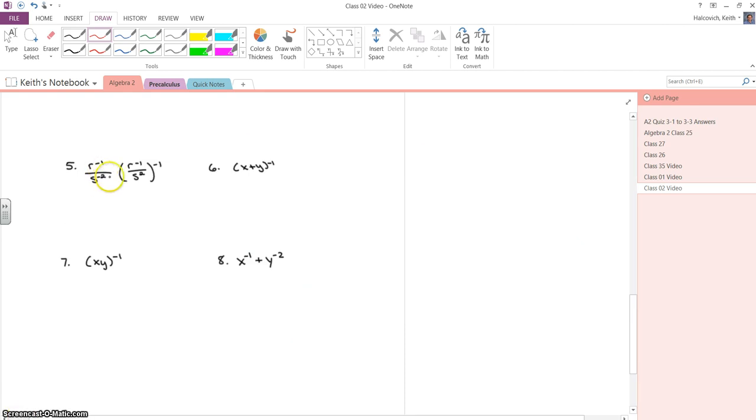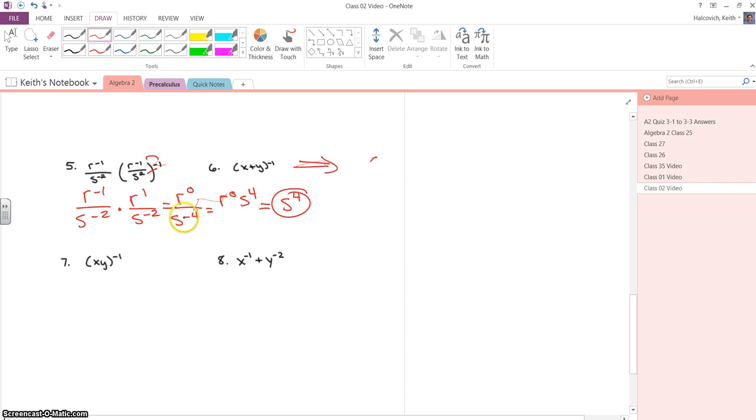Next problem here, we distribute. So we get r to the negative first over s to the negative second times r to the first s to the negative second. Well, remember, we add here, so it's r to the 0 over s to the negative fourth. To make that positive, we move the s up, so it's r to the 0 s to the fourth. Remember, r to the 0 is just 1, so it just becomes s to the fourth.